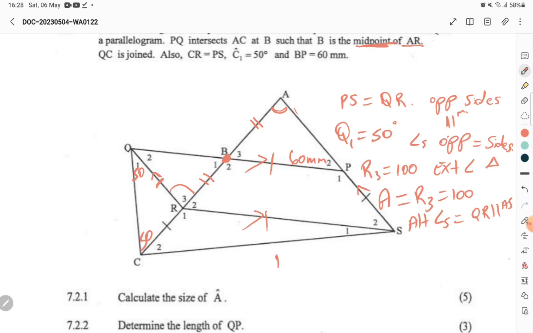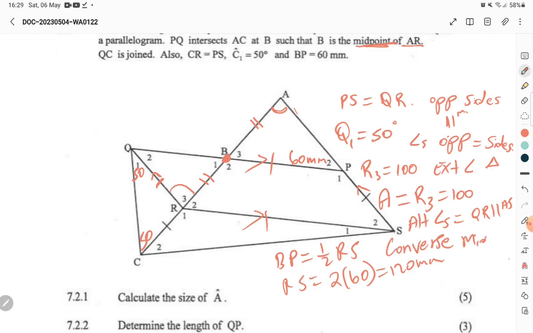So that means BP is going to be half of what? Of RS. So RS is going to be equal to 2 times 60. Sorry for that. So this is 2 times 60. That will make 120 millimeters. The reason is the converse of the midpoint theorem. So that is why RS is now equal to 120.